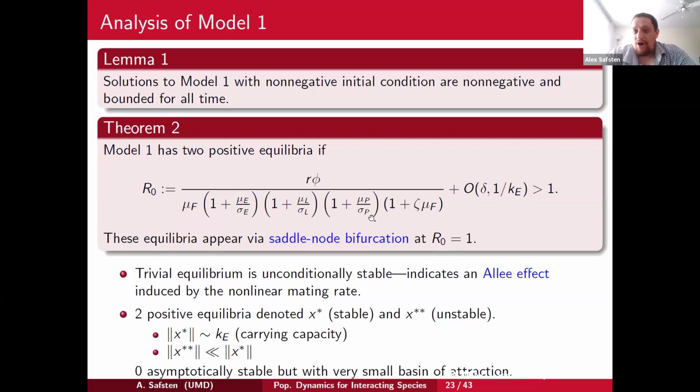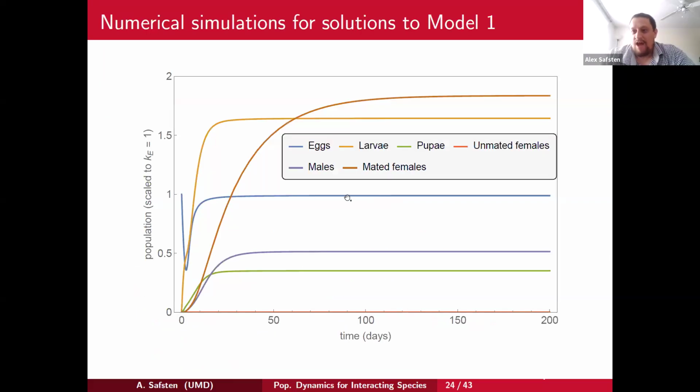Unfortunately for us humans, R naught is typically quite big, on the order of like 30 or 40, based on parameters that we have from laboratory experiments and field experiments. So mosquitoes aren't going anywhere anytime soon unless we do something about it. If we take a look at this natural model and its solutions, this is what a typical solution looks like. All the compartments of the model simply approach that X star stable non-trivial equilibrium.